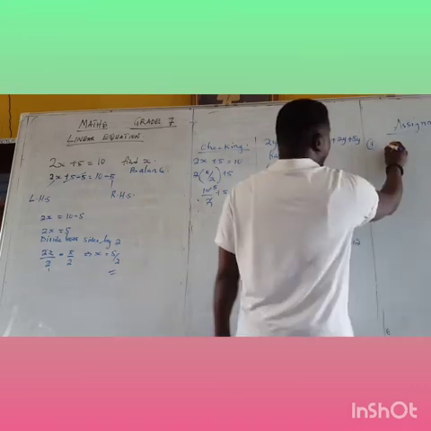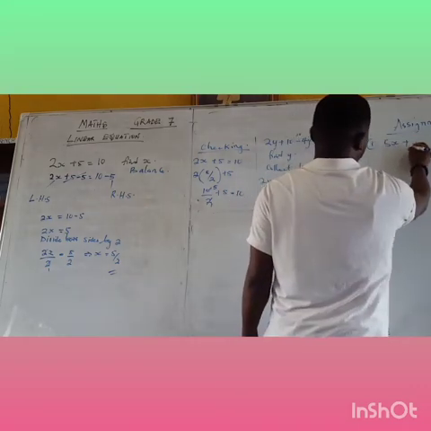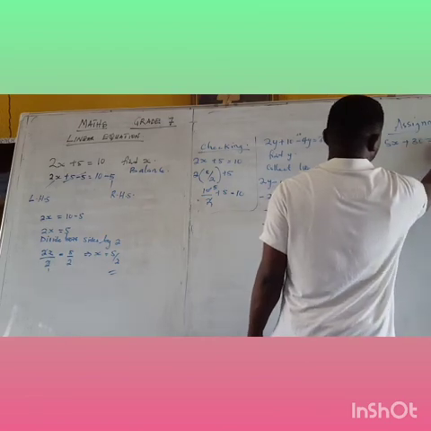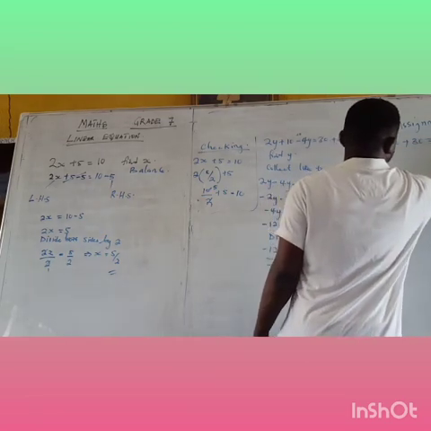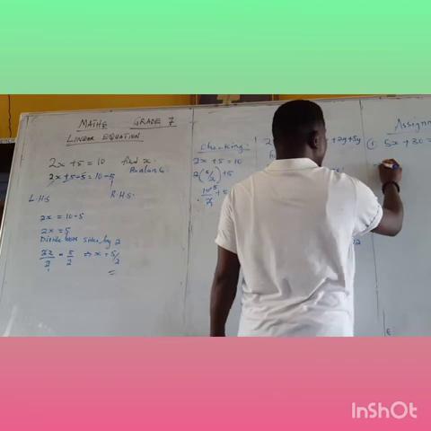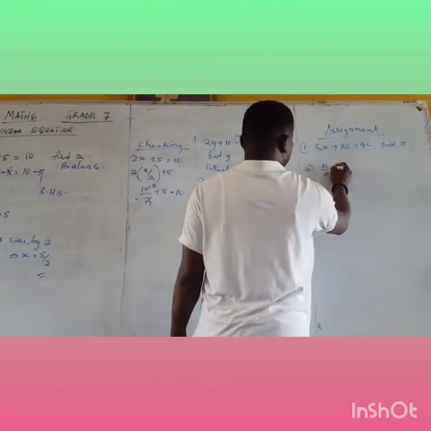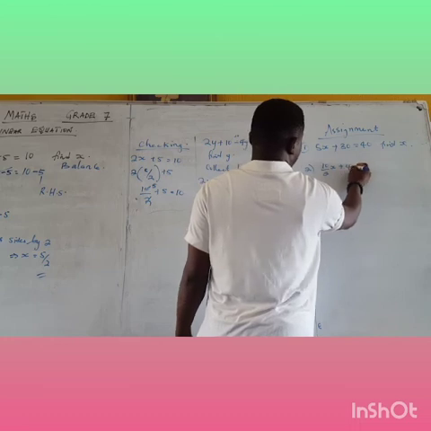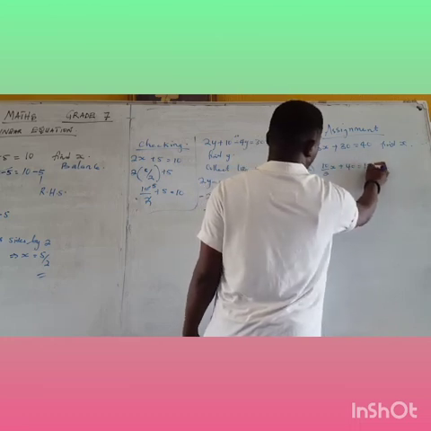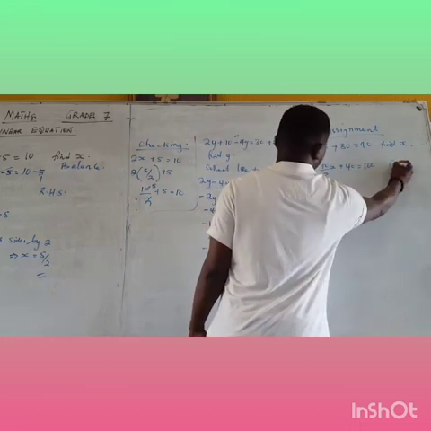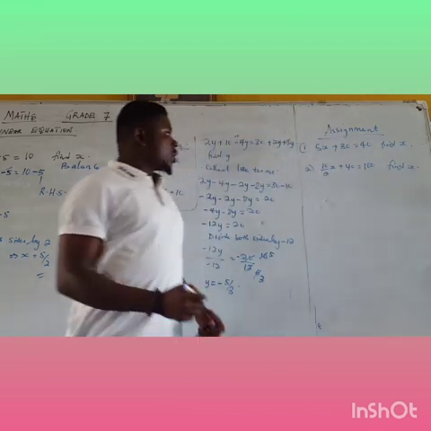Number 1, if we have 5x plus 30 is equal to 40, find x. And the second one is 10 over 2x plus 40 is equal to 100. Still find x.